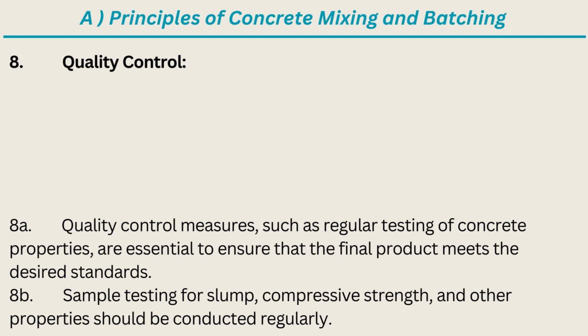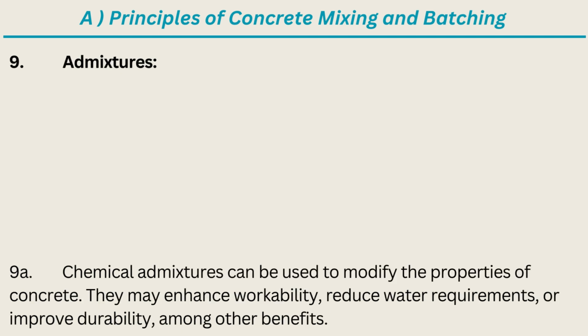8. Quality control. 8a. Quality control measures, such as regular testing of concrete properties, are essential to ensure that the final product meets the desired standards. 8b. Sample testing for slump, compressive strength, and other properties should be conducted regularly. 9. Admixtures. 9a. Chemical admixtures can be used to modify the properties of concrete. They may enhance workability, reduce water requirements, or improve durability, among other benefits.